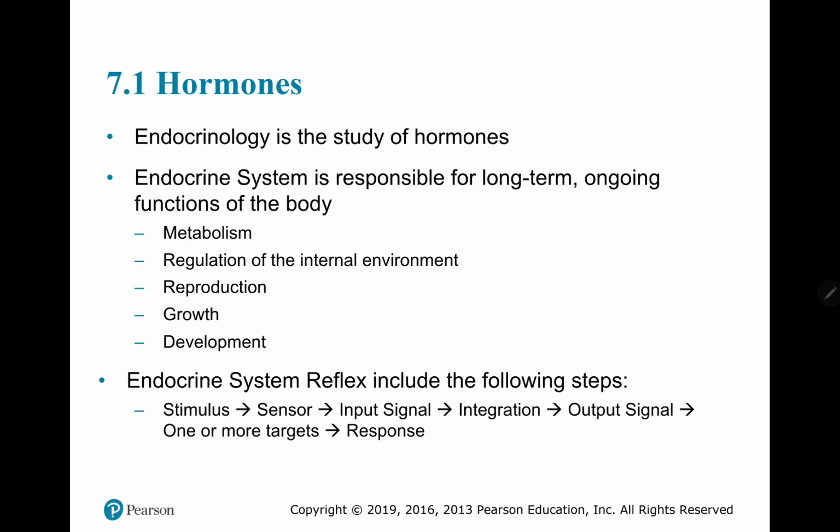I also want you to remember the endocrine reflex, a basic reflex pathway for the endocrine system. It starts off with a stimulus, which goes to a sensor. That sensor has an input signal that goes to the integration center. The integration center integrates that information and puts out an output signal. That output signal goes to one or more targets, and ultimately we have a response. So remember these steps in this endocrine reflex pathway.